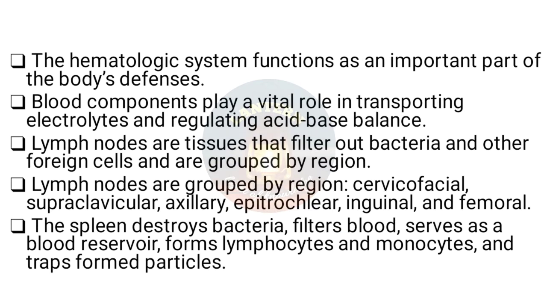Hematologic system functions as an important part of the body's defenses. Blood components play a vital role in transporting electrolytes and regulating acid-base balance. Lymph nodes are tissues that filter out bacteria and other foreign cells and are grouped by region as cervicofacial, supraclavicular, axillary, epitrochlear, inguinal, and femoral. The spleen destroys bacteria, filters blood, serves as a blood reservoir, forms lymphocytes and monocytes, and traps formed particles.